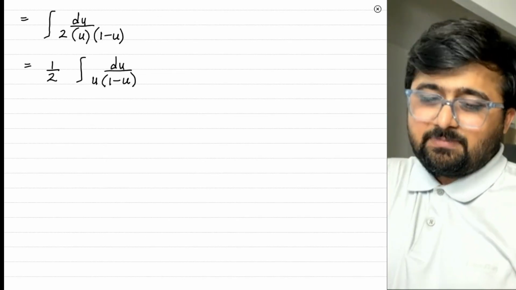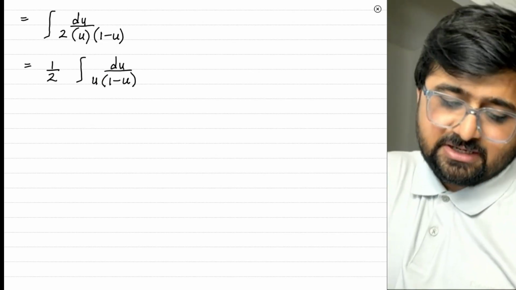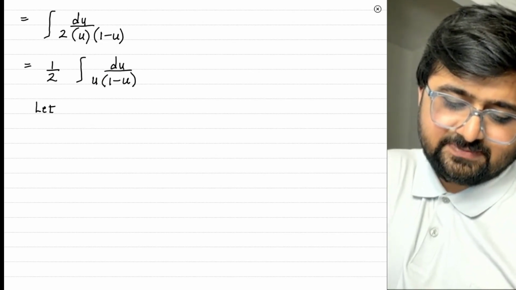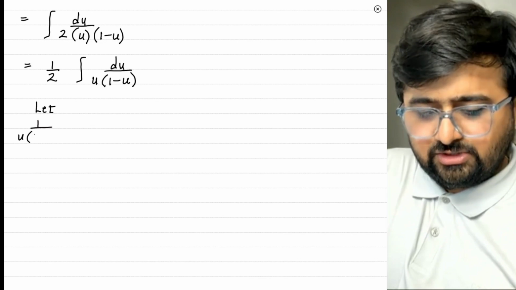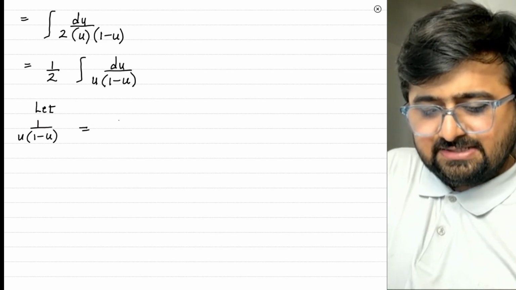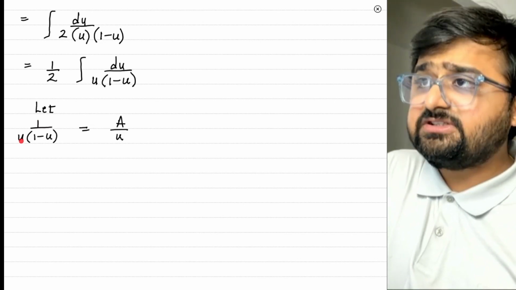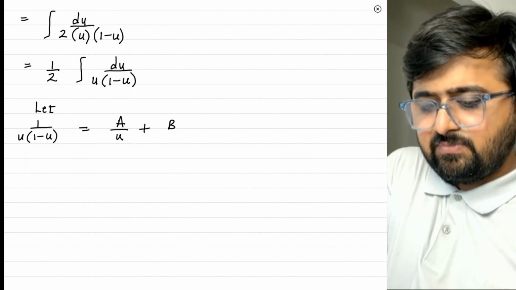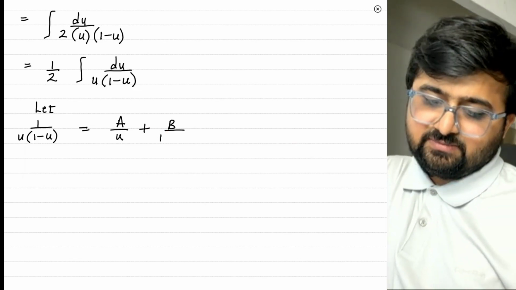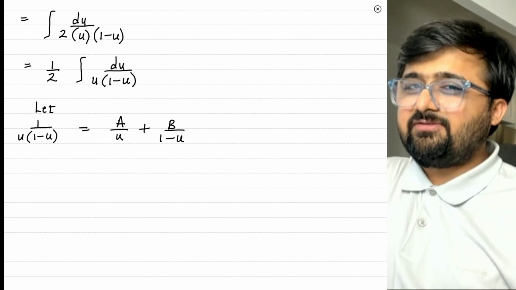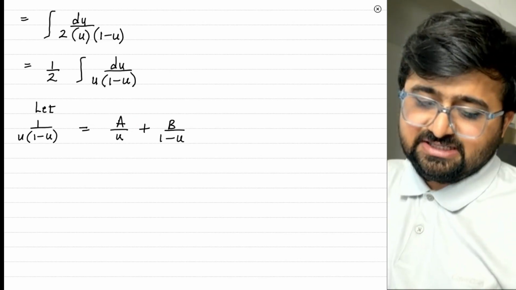So now let's apply partial fractions over here. In order to apply partial fractions, express that term 1 over u times 1 minus u as A over the first term, which is u, plus B over the second term, which is 1 minus u. Once we find the values of A and B, this becomes extremely easy to solve.